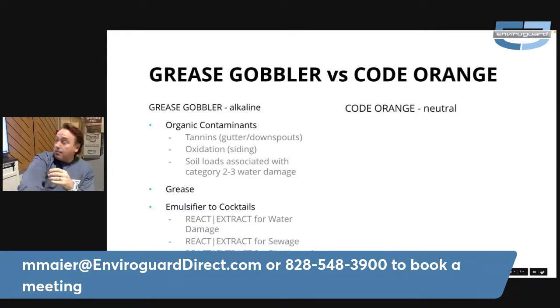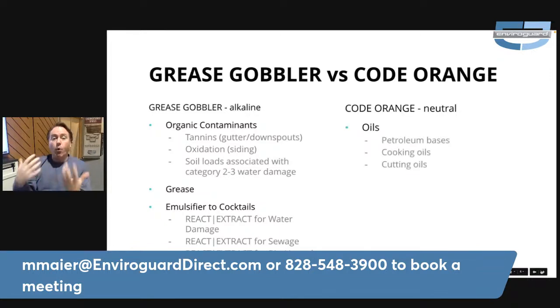All right, let's talk about the other side, Code Orange. It is neutral as compared to a high pH. Now, Code Orange has a neutral pH, which means it's great for finished surfaces. So think about your painted surfaces and things like that, but it's great for oils, as we've been talking about.